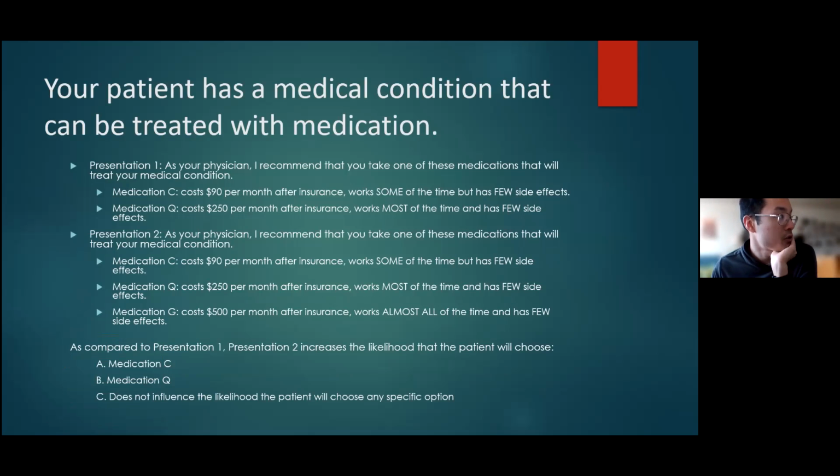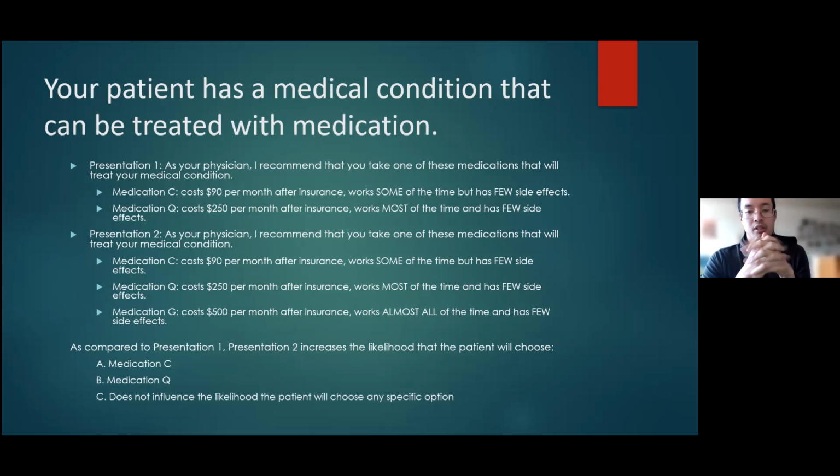Your patient has a medical condition that can be treated with a medication. So in the first one, you say there's 2 meds, one of them costs $90 a month and it works some of the time, but has a couple of side effects. Second one costs $250 a month, but works most of the time and doesn't really have side effects.